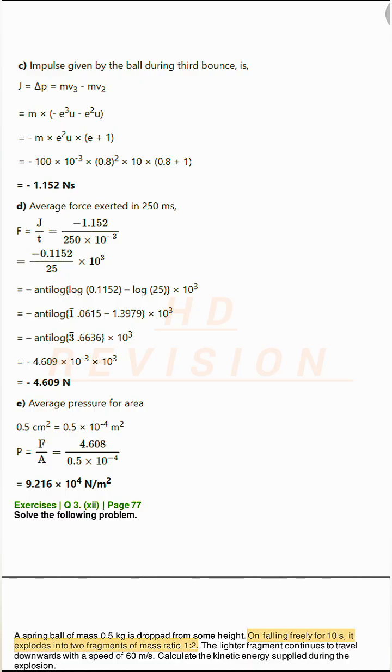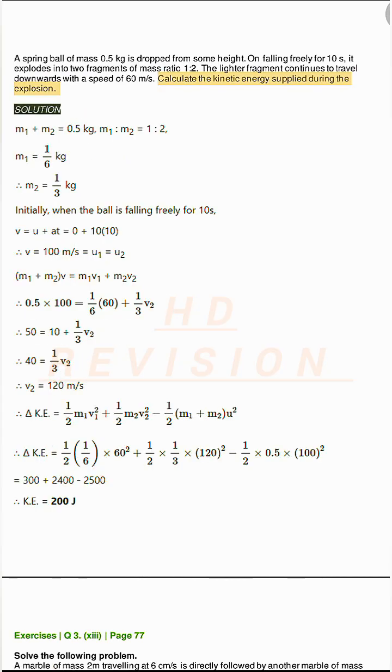The lighter fragment continues to travel downwards with a speed of 60 meters per second. Calculate the kinetic energy supplied during the explosion. Solution. Exercises Q3. Sheet page 77.